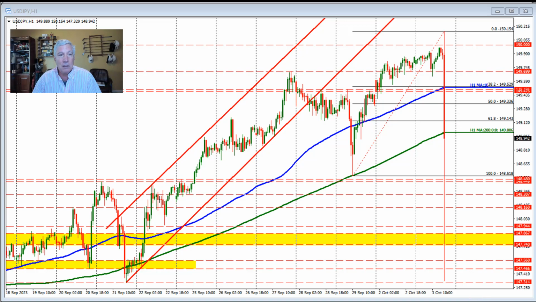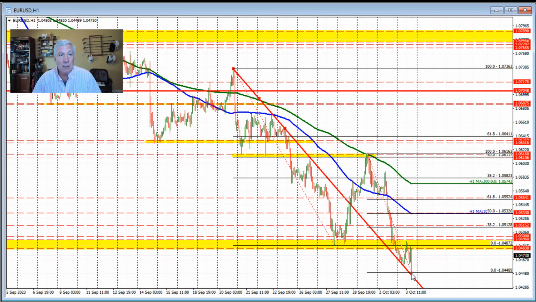Let's take a look at the euro versus US dollar next. The price action off the JOLTS sent the price to yet another new low at 1.04489. But as you can see, the price has rebounded back to the upside. Now the high has been able to stay below the 1.0483 level right here. And that is a key support resistance level now for the euro versus US dollar.